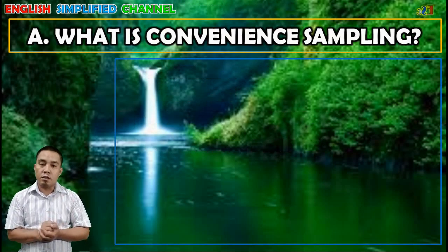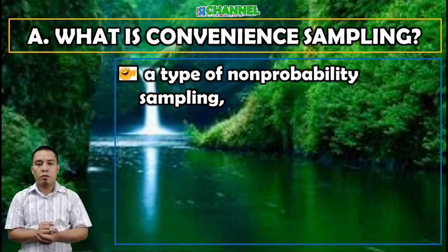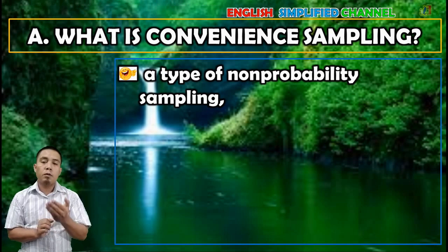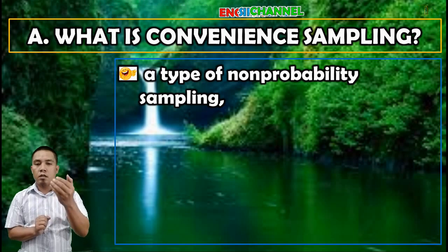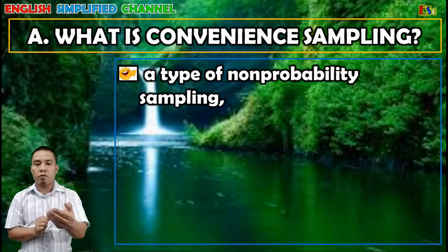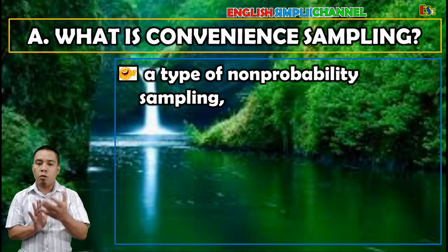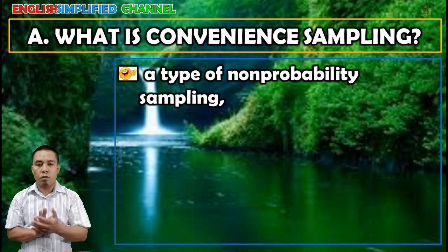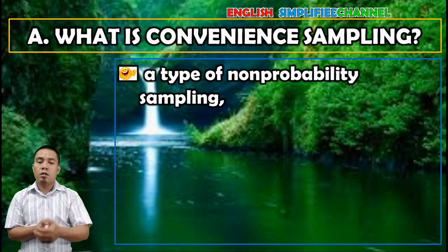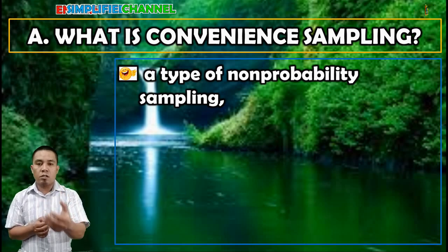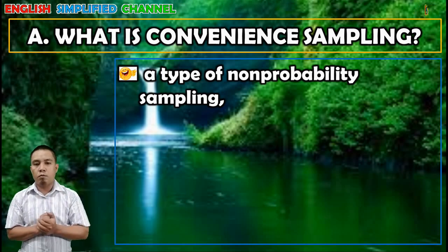Convenience sampling is one type of non-probability sampling. Non-probability sampling means the way the sample is chosen or taken from the population doesn't give equal chance to all of the members or the elements of the population. They don't have equal chance to be included as the sample when they are taken from the population.